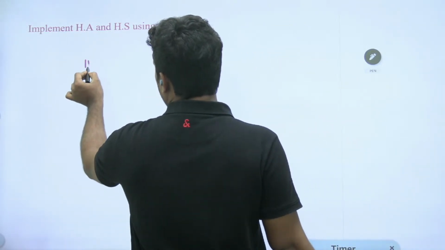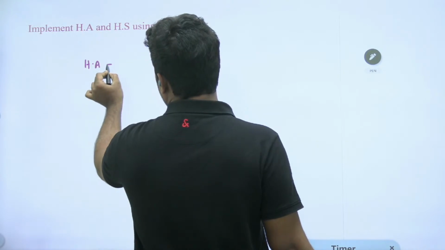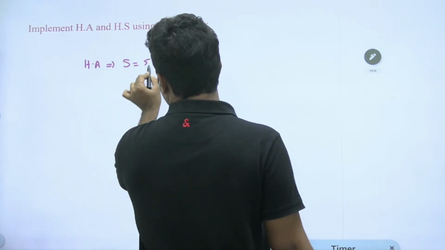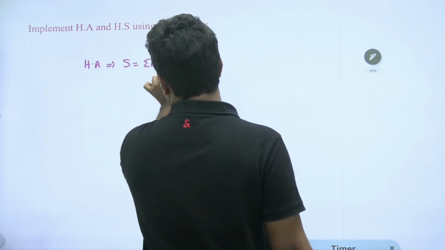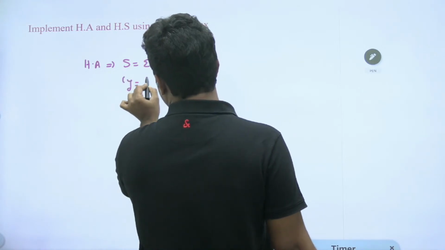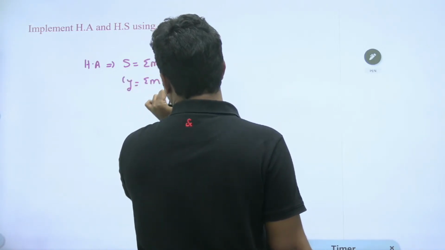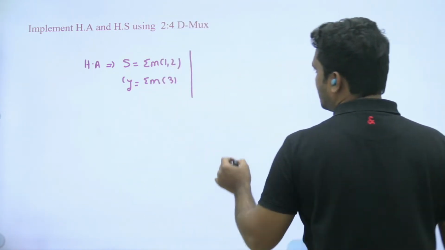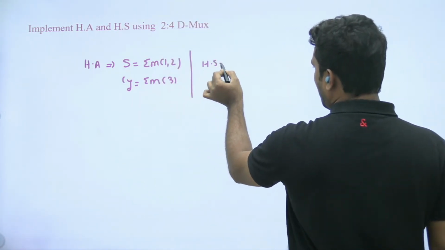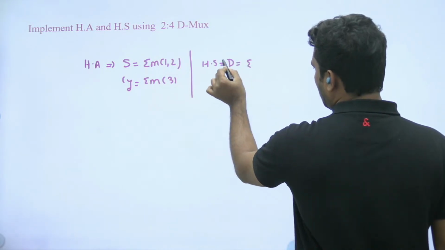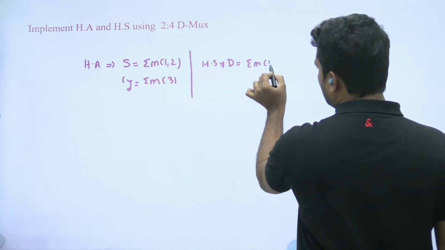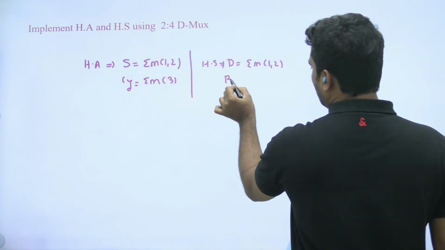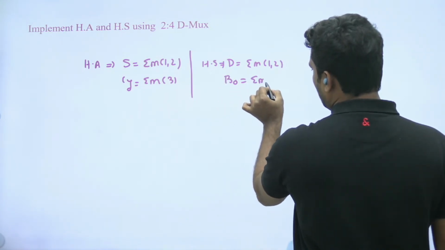So half adder, what is sum? Sum of the minterms 1, 2. What is the carry? Sum of the minterm 3. Half subtractor. The difference is sum of minterms 1, 2. Borrow is the sum of minterm 1.